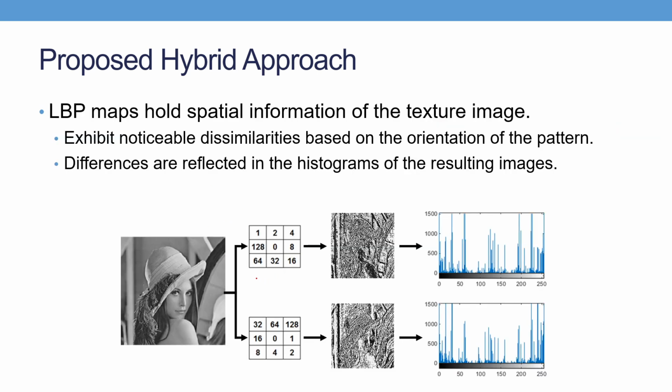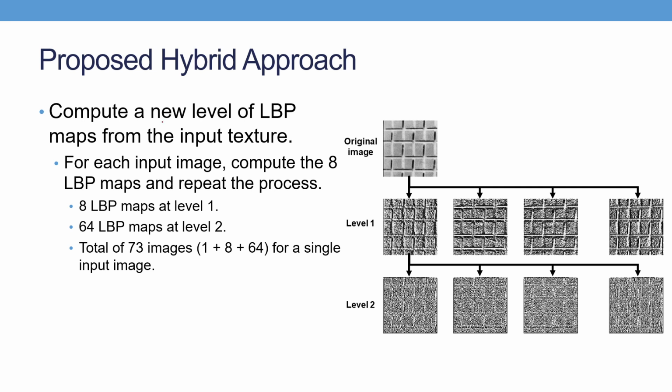From the image, you have 2 different starting points. We generate 2 different maps, and they have different histograms of this binary code. The distribution is a little different, so these differences are reflected in the histograms of the resulting LBP maps. We could compute a new level of LBP maps from the input texture.